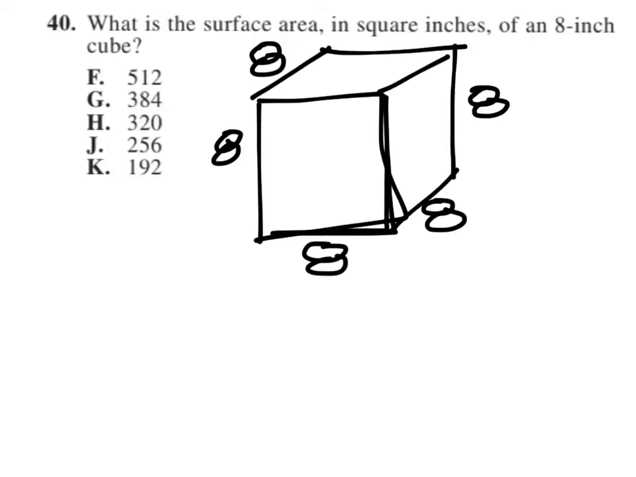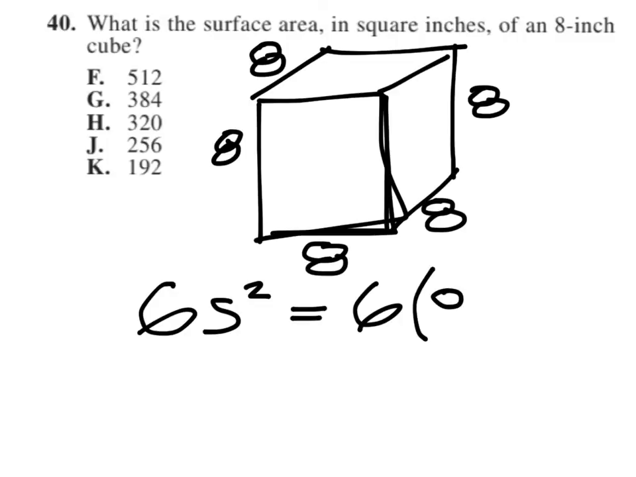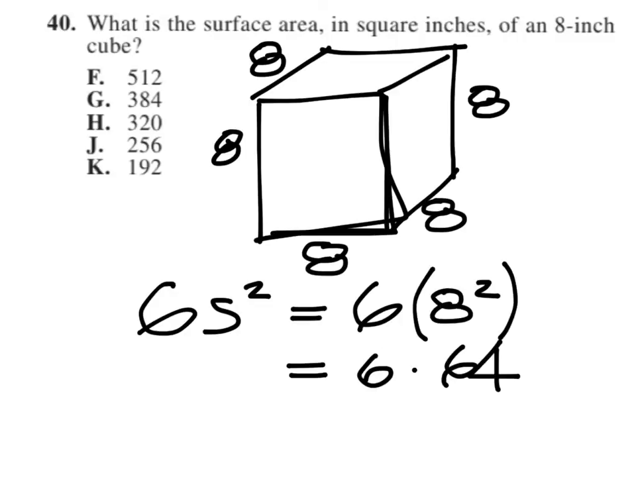6. So the formula for the surface area of a cube is 6s squared, s for side. So 6 times 8 squared, 6 times 64 would be how much? It would be G, 384.